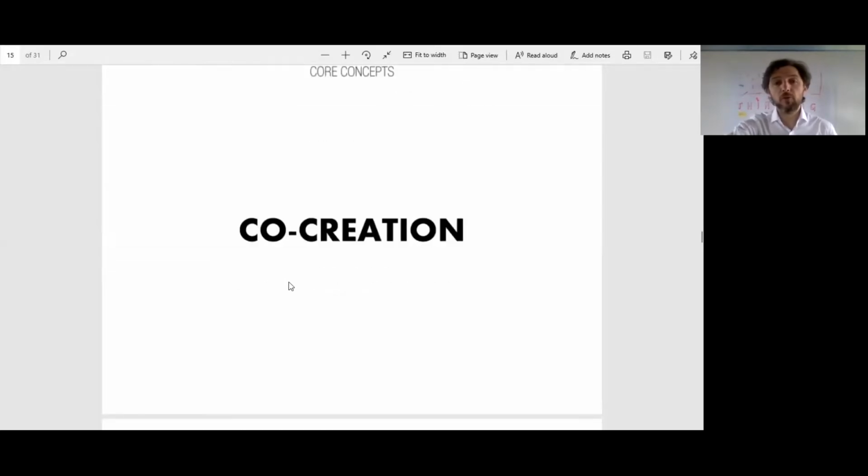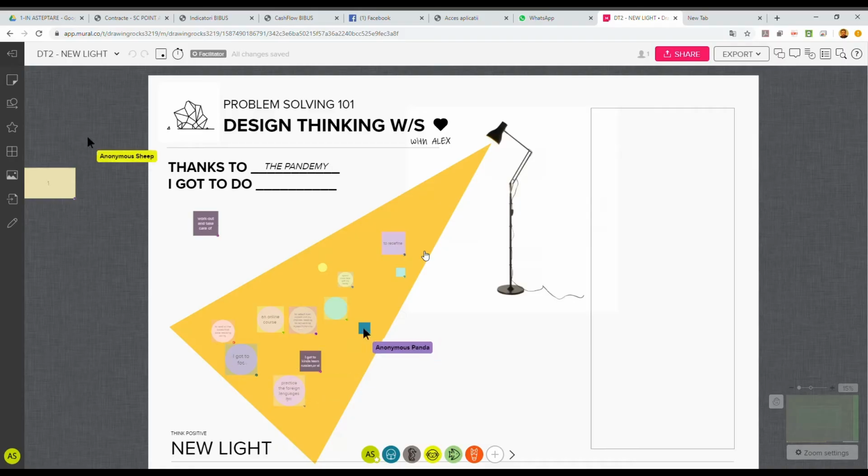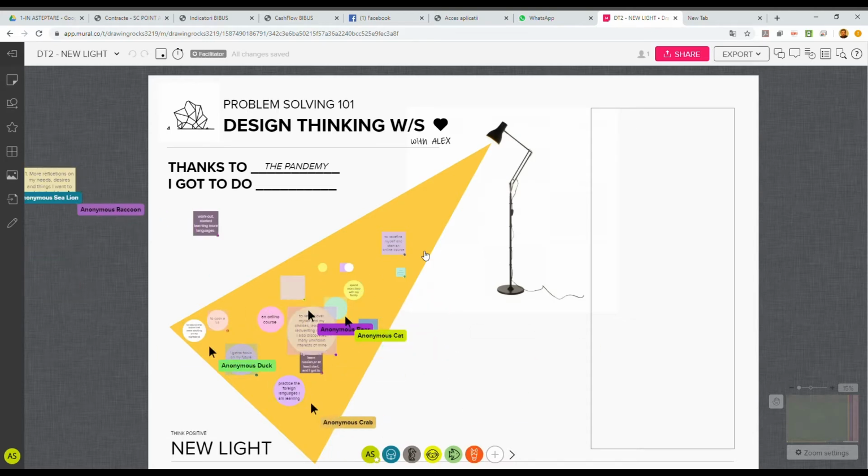Co-creation would be the fact that we are not the sole creator of something. We are working in teams, and we have to respect their opinions. Mindset that we touched upon, with the new light in which we can see things, could be one core concept of design thinking.